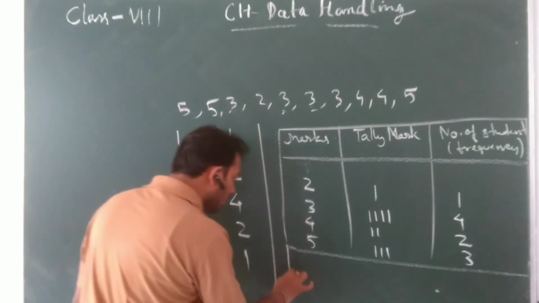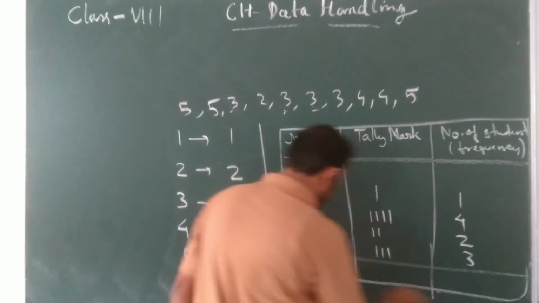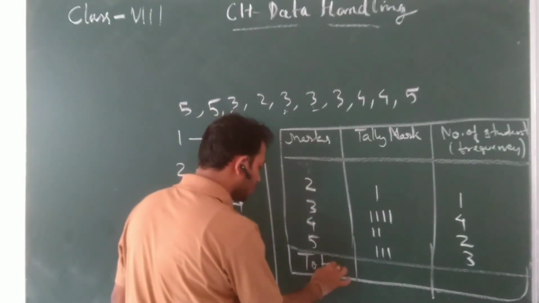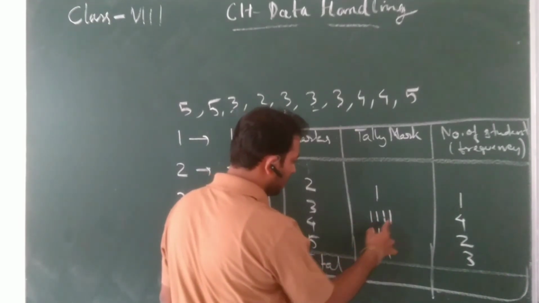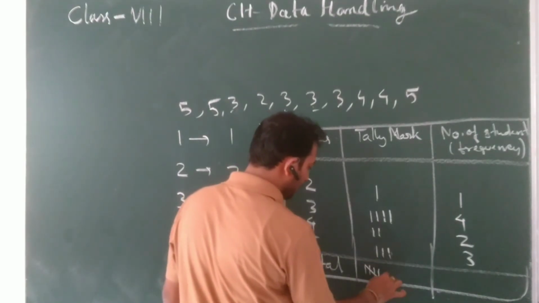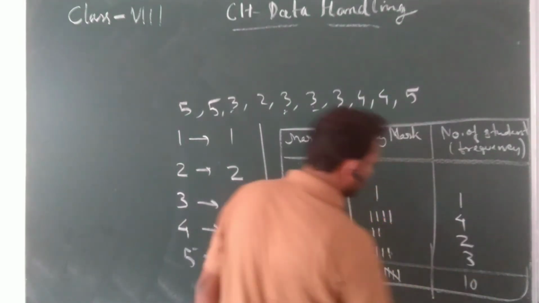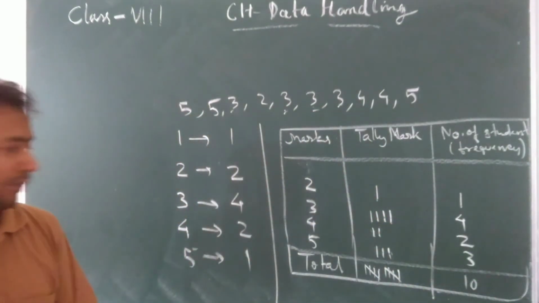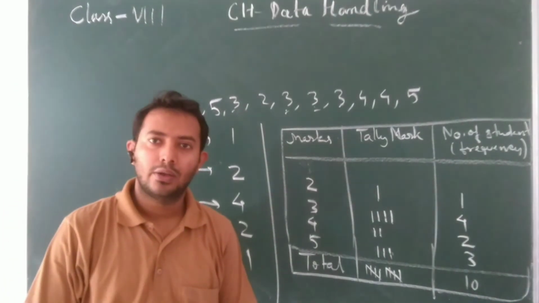If we make one more row, we mention the total here. Total, if you count 1, 2, 3, 4, 5, 6, 7, 8, 9, 10. So 1, 2, 3, 4, 5, 1, 2, 3, 4, 5, that is 10. And we count here also 10. Okay, so this way we need to keep it in a table form.